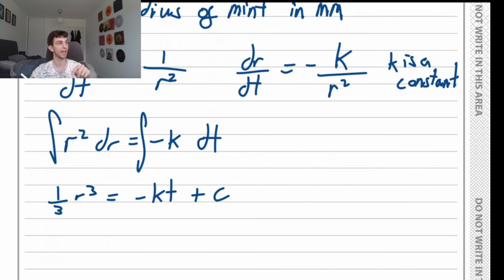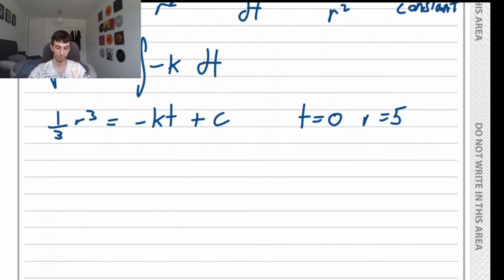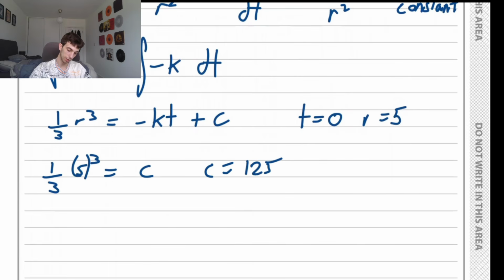So there's two unknowns. We have k and we have c unknown. So we're going to have to use two pieces of information. First of all, we know when the time is 0, the radius is equal to 5. So let's plug that in. We have a third multiplied by 5 cubed. That's going to be 125 over 3 equals minus k times 0. That's all just 0. So that's going to be equal to c. So we have that c equals 125 over 3. And we're going to use that answer for c to find k.